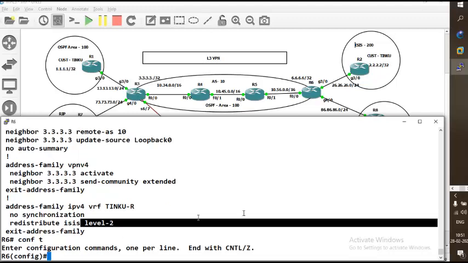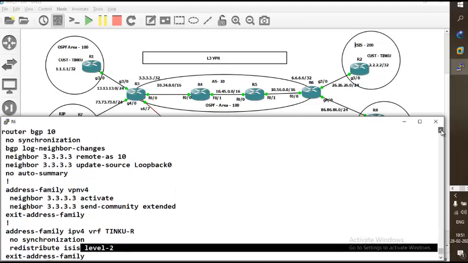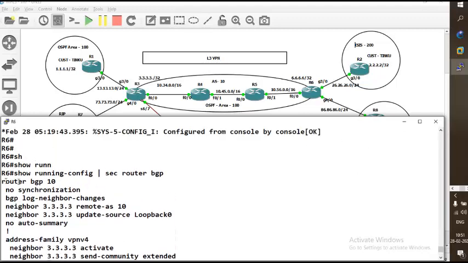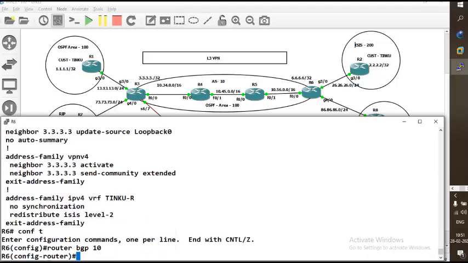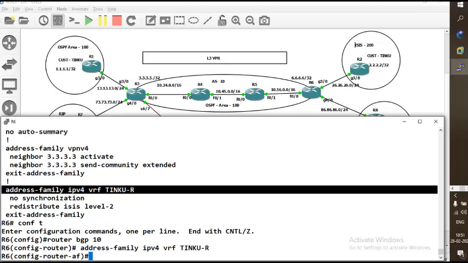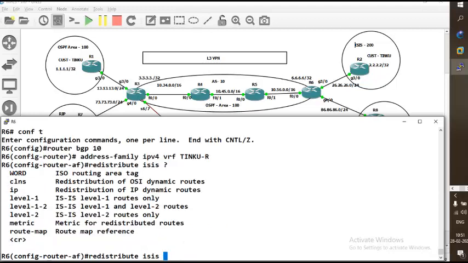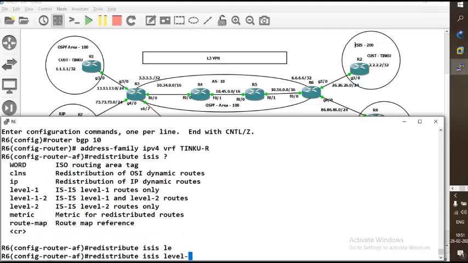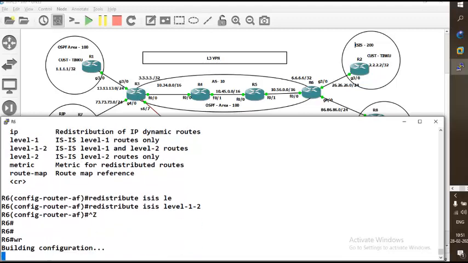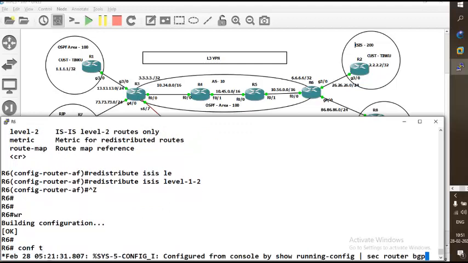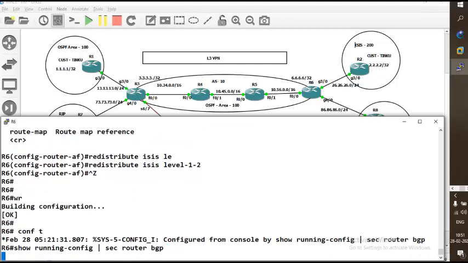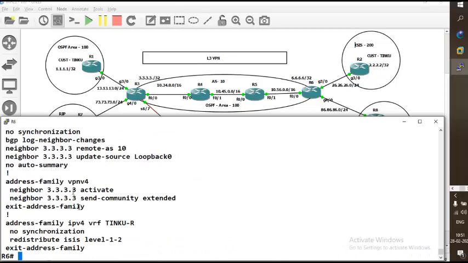This is ISIS related, don't worry. You will learn these things in detail when we are in the ISIS class. Now I need to say no, not only level 2. I want even level 1. Redistribute ISIS, both level 1-2. Now the verification. Yes, now it is advertising both 1 and 2.